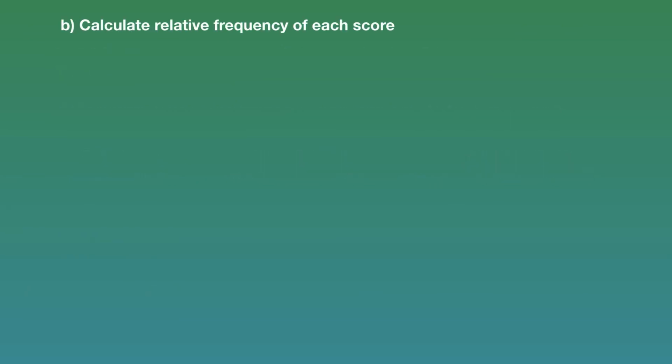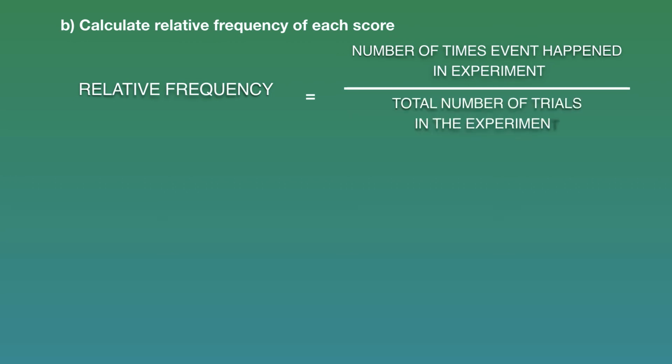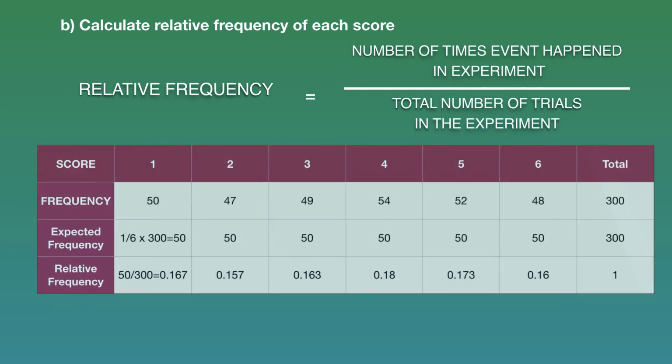In part B, we need to find the relative frequency for each score. Note that the relative frequency is the number of times the event happened in the experiment divided by the total number of trials in the experiment. In this experiment, there are 300 trials and score 1 was observed 50 times. So the relative frequency is given by dividing 50 by 300, which is equal to 0.167 to 3 decimal places.